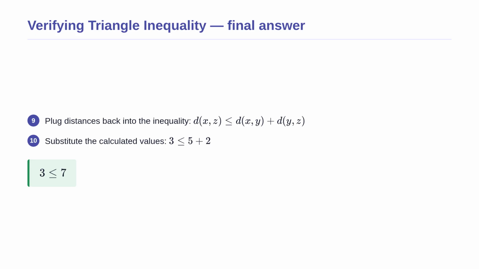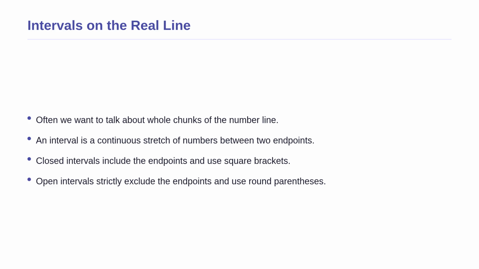Physically, this proves that taking the detour through the number 3 made the total trip 7 units long, which is indeed greater than the direct 3-unit path. The inequality works perfectly. This foundational understanding of distance leads us to how we group numbers together.